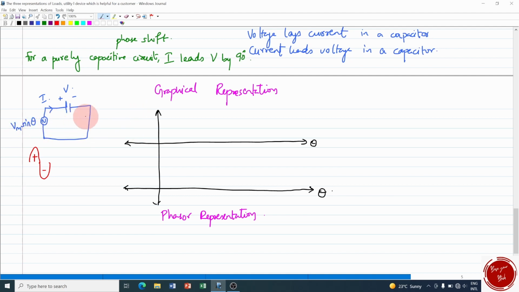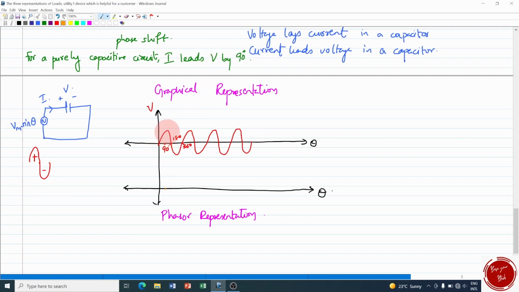Since Vm sin theta is directly given to the capacitor, the complete source voltage will appear across the capacitor. So the voltage graph will be another sine wave, just like the one we drew for an inductive circuit. Here is 180 degrees, this is 360, and we have to mark 90 degrees, isn't it? So half of 180 will be 90. Now, how to draw the current wave? Current leads voltage by 90 degrees. That means the development of current will already have occurred before the voltage itself.